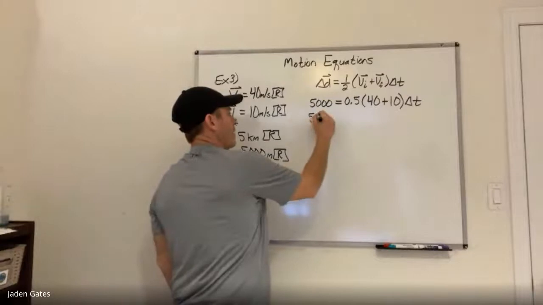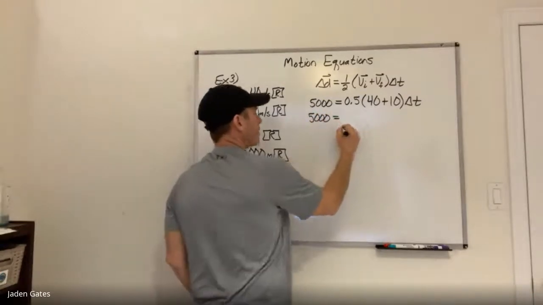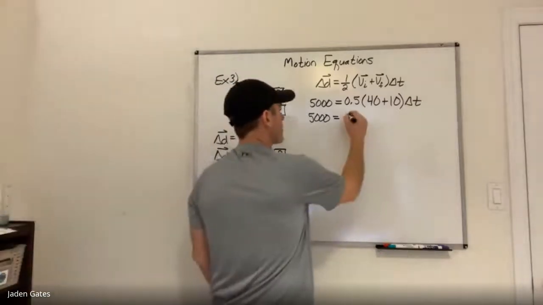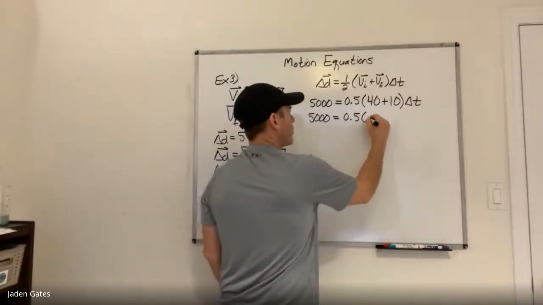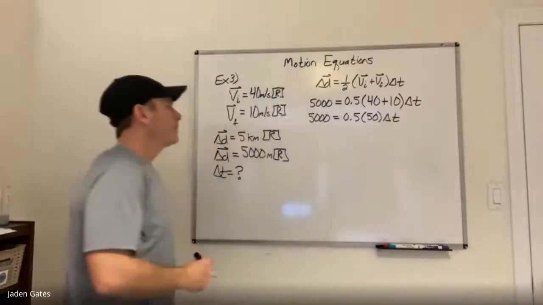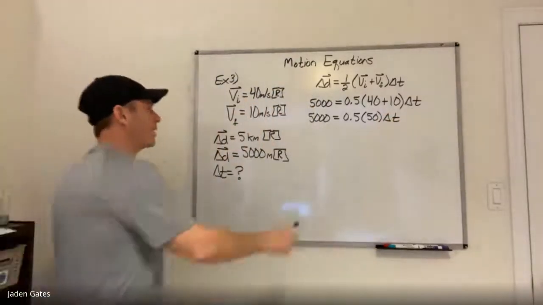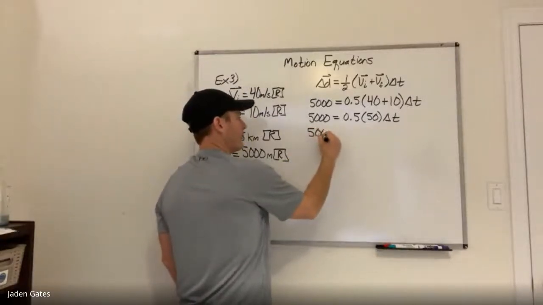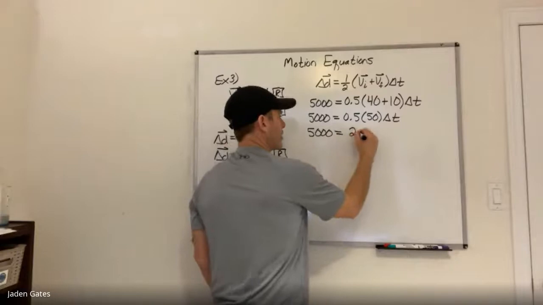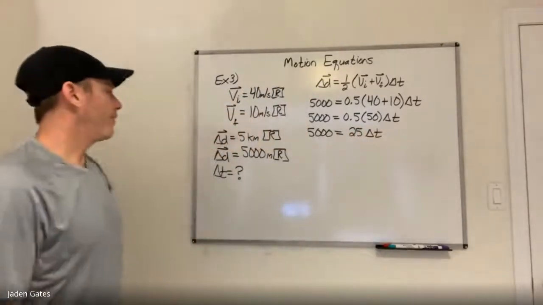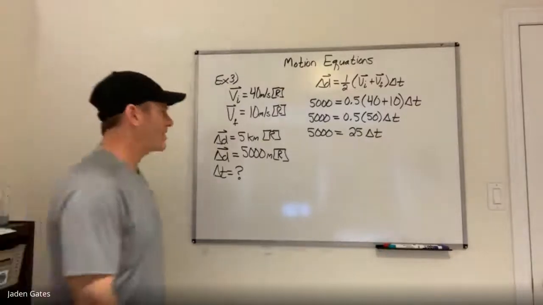All right, so let's see here. So I got 5,000 here, just simplifying things. Again, BEDMAS, I'm going to put that 40 and 10 in brackets. I'm going to put them together, which of course would be 50 delta t. All right, again, simplifying. I can multiply these two. I know what half of 50 is. Don't even need a calculator there. All right, so I got 5,000 equals 25 delta t.